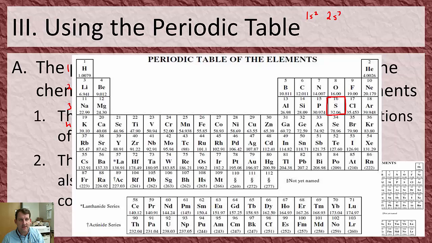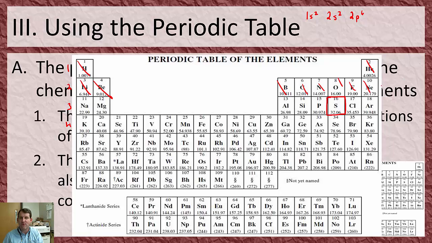So 2s2. That takes care of that box, that box, that box, that box. Now the next box in the periodic table is here, and I know that's the p sublevel. So 1, 2, 3, 4, 5, 6, and it's going to be 2p6. It's 2 because second energy level. That takes off all of those.